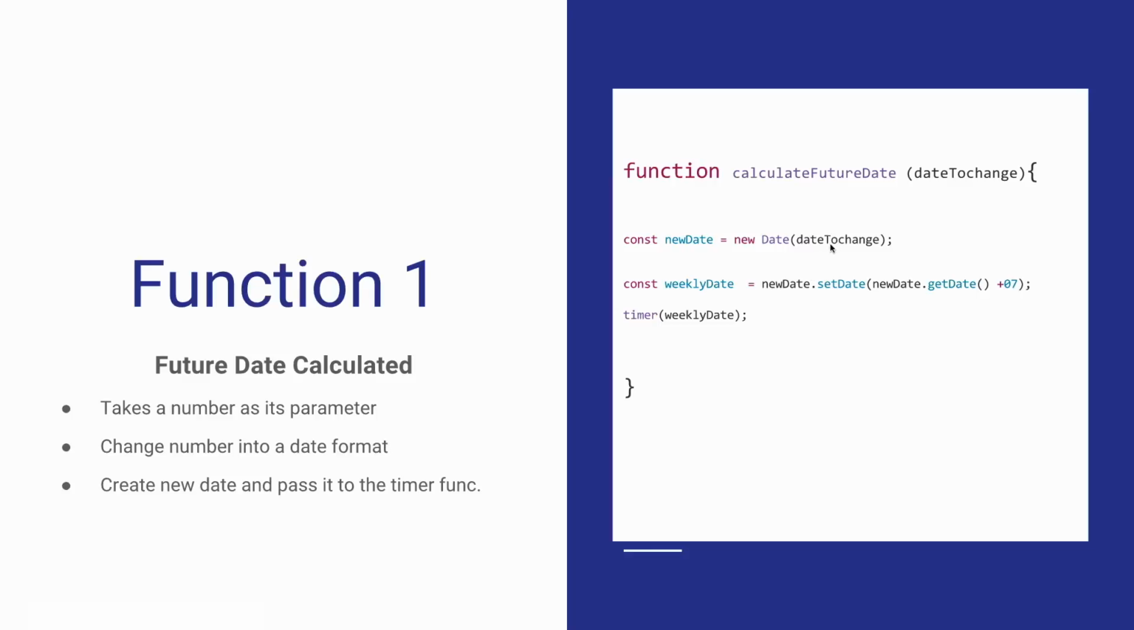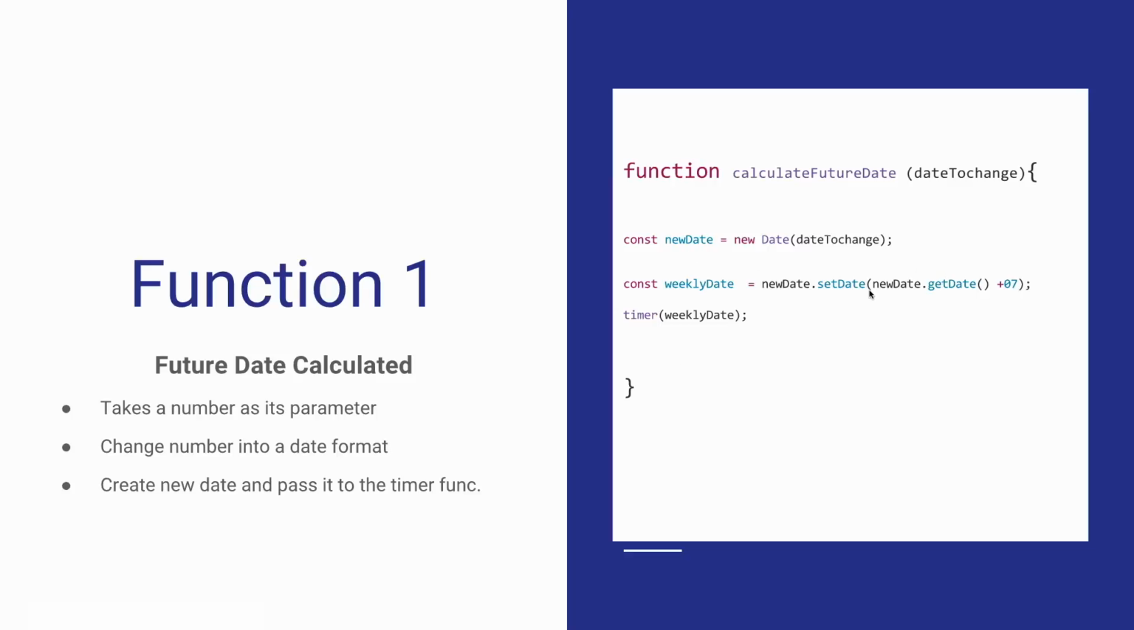So we're going to plug it back into the new date function, right? That number that we passed as a parameter, we're going to put it in here, and we're going to get a new number. So we pass that new number into this variable called new date. Then it says we're going to change the number into a date format. So we just did that, and then create a new date, right?